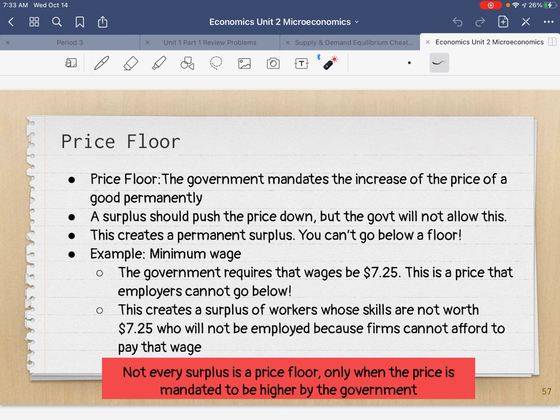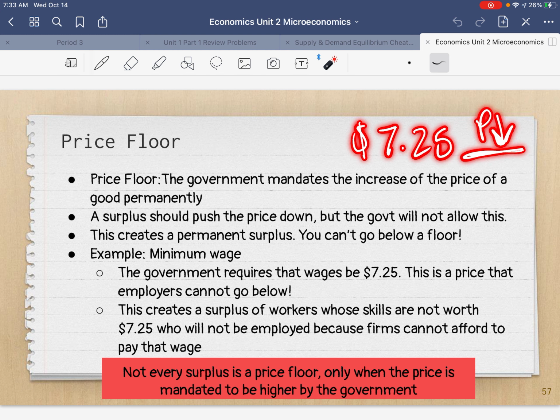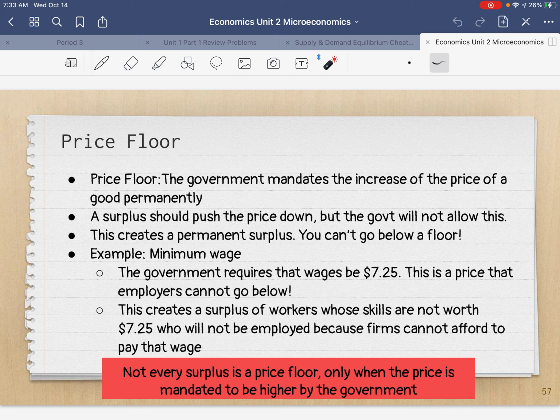This is a price that employers cannot go below. I know it's hard to think of your wages as a price, but technically your employer is buying your labor. So they set the price, and the price is your wages. And the government says you cannot go below $7.25. The price of your labor is worth $7.25 an hour.